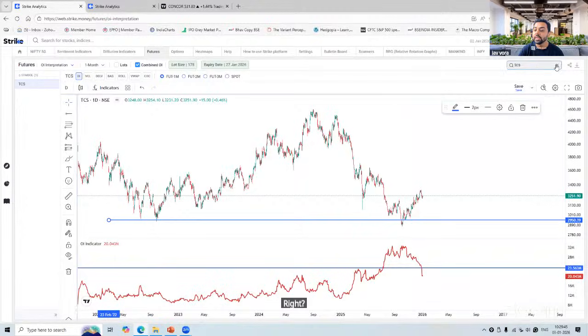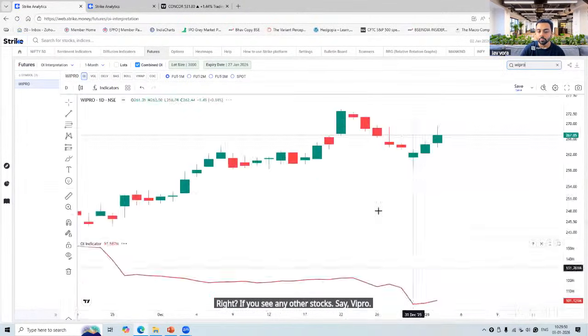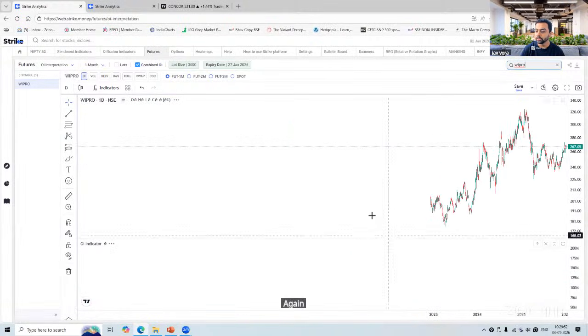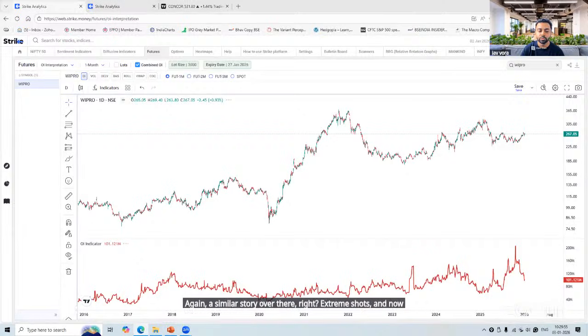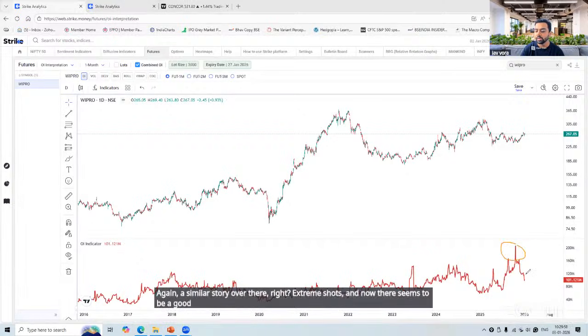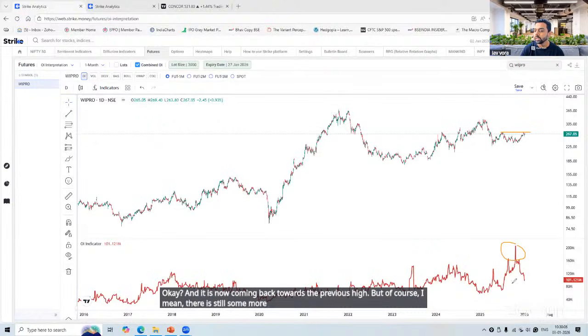If you see any other stock, say Wipro, again a similar story over there, right? Extreme shorts, and now there seems to be a good short covering rally that we have seen. Okay, and it is now coming back towards the previous high. But of course, there are still some more shorts left in the system. So need to see how things unfold.